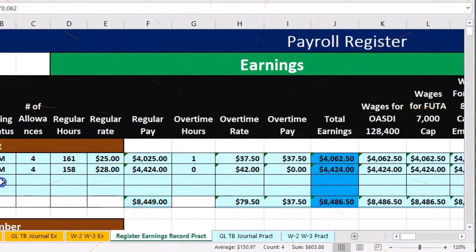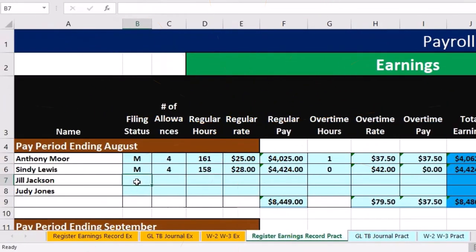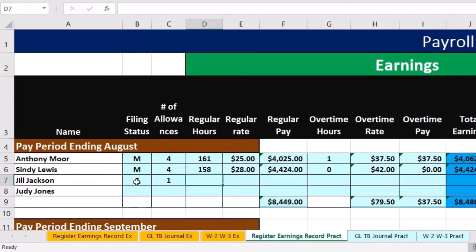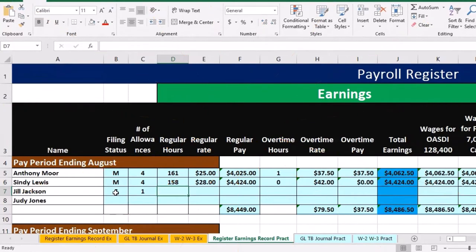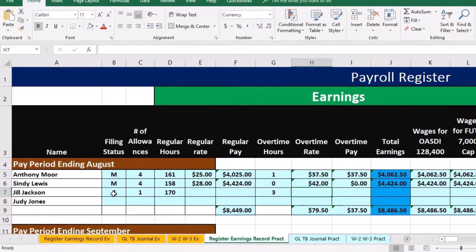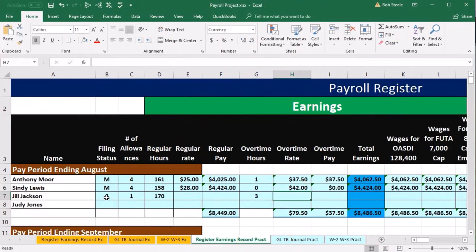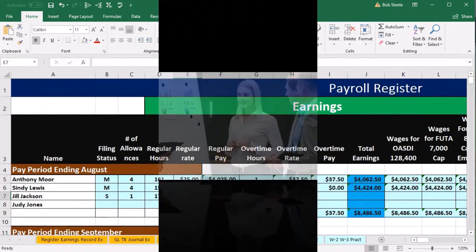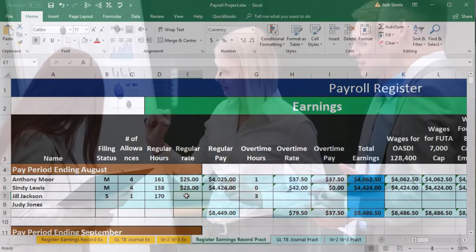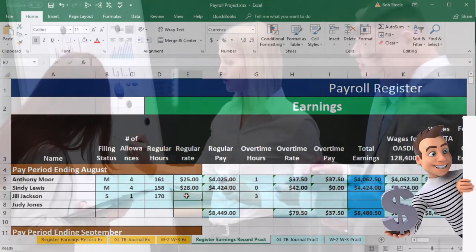All right, let's do this two more times. The next one is Jill Jackson. We're going to say that Jill is single, one exemption. Her regular earnings are going to be 170 hours for the month. Overtime hours are going to be 3. Once again, we're just giving those numbers. It would be based on either a 40-hour work week or an 8-hour day, typically depending on the state, 40 hours being the regular calculation for the Fed, which could then include some more stringent state calculations.